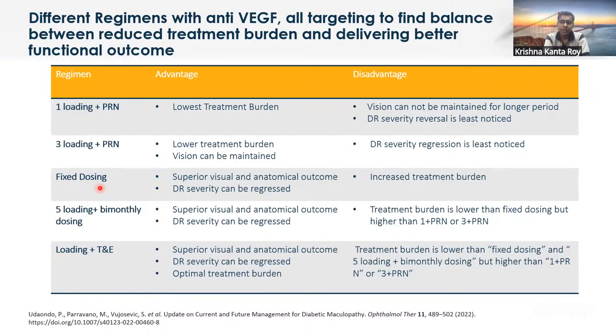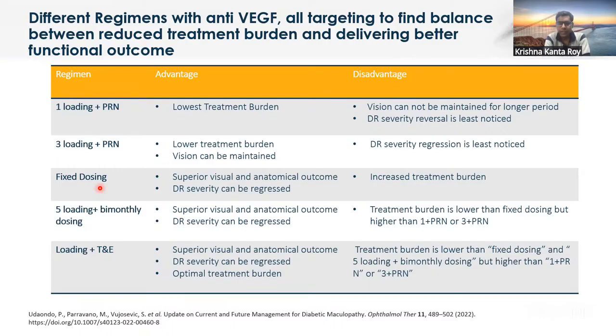If we go for 3 loading doses followed by PRN, many of us practice this in our day-to-day practice. Here visual acuity or vision gain is relatively better compared to the previous group, but it is not that great. Now, fixed dosing. Most of the clinical trials talk about fixed dosing. Their visual outcome or visual gain is very much superior, but treatment burden is very, very high, and that is very, very difficult to follow in our country. Most of us cannot follow this fixed dosing in our country.